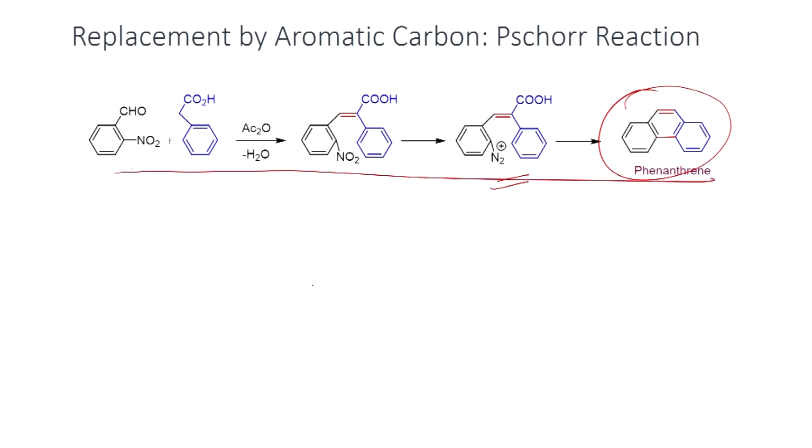Already we have studied the Perkin reaction. First, the reaction of nitrobenzaldehyde is shown. Nitrobenzaldehyde with phenylacetic acid in the presence of acetic anhydride gives this condensation product. As we have seen earlier, you can try to draw the mechanism of this reaction. Phenylacetic acid can undergo reaction with acetic anhydride.